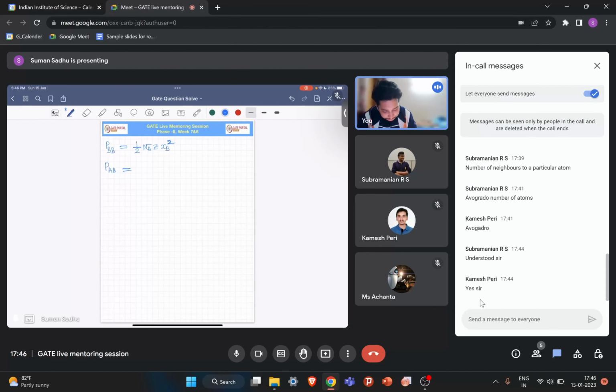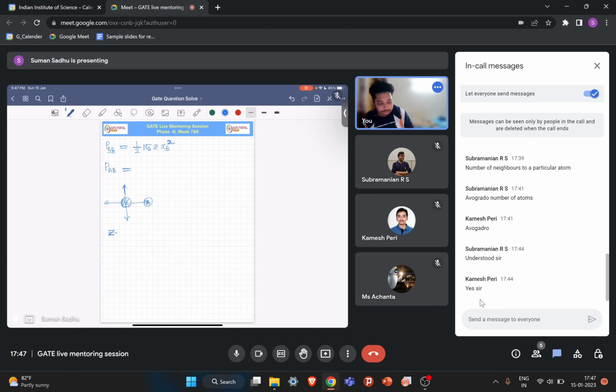So consider one B atom. It will be surrounded by total Z number of atoms, as the coordination number is Z, right? Let's say this one is on the top side and one is on the bottom. You can assume 6 or something, or Z also you can find. So coordination number is Z. So one B atom will be surrounded by total Z number of atoms. Now what will be the probability of finding any A atom nearest to this B atom?